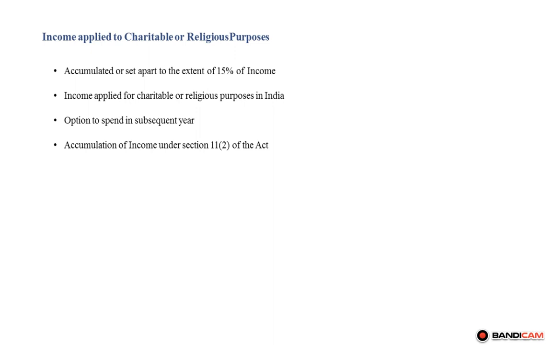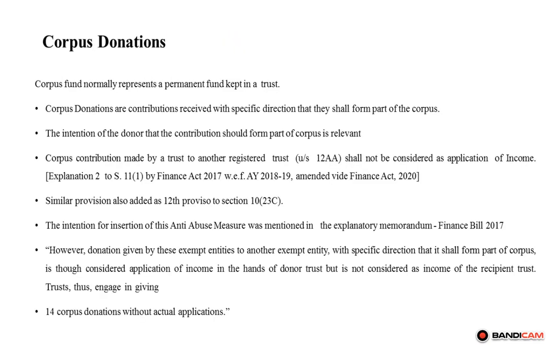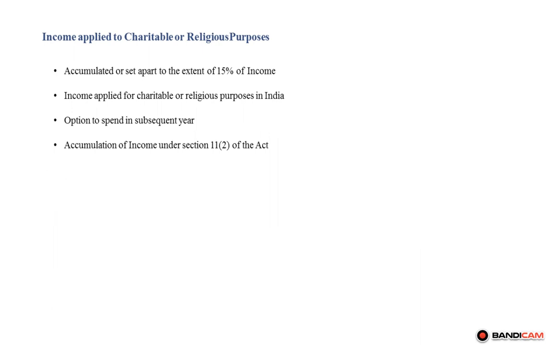Then income applied for charitable or religious purposes in India. Income applied for the benefit of the public in India is considered as application of fund in charity trust. Then option to spend in subsequent year. The accumulated fund can be spent in a subsequent year, which is also considered as application of income of the charitable trust. Then accumulation of income under section 11 subsection 2 of the Act.